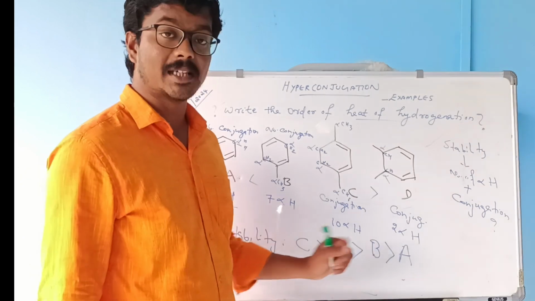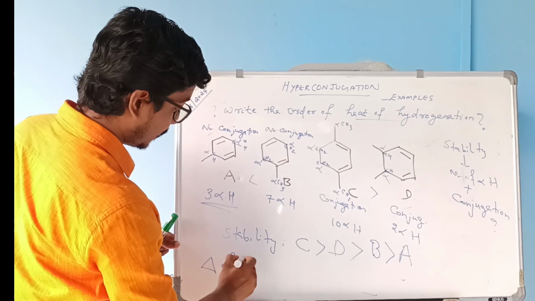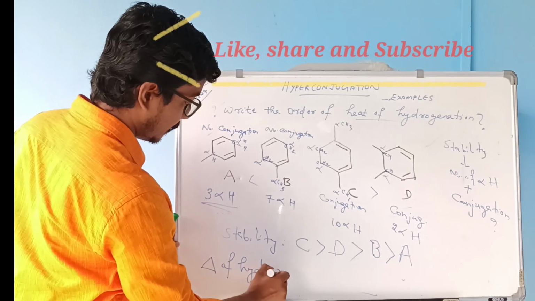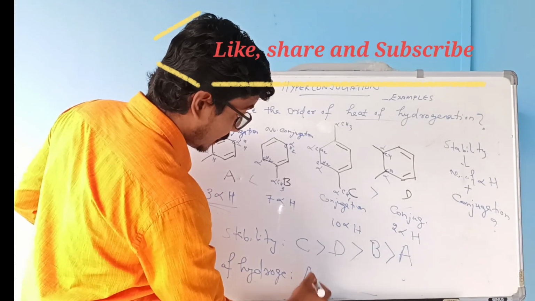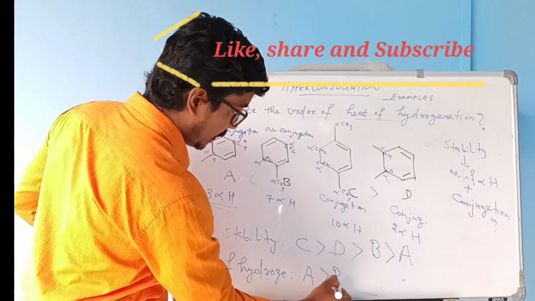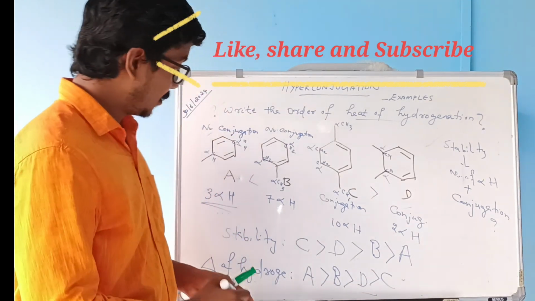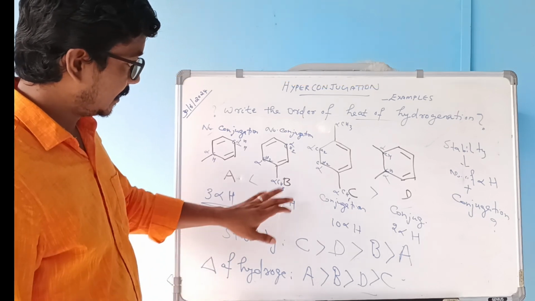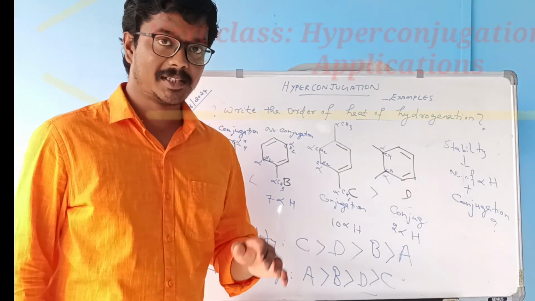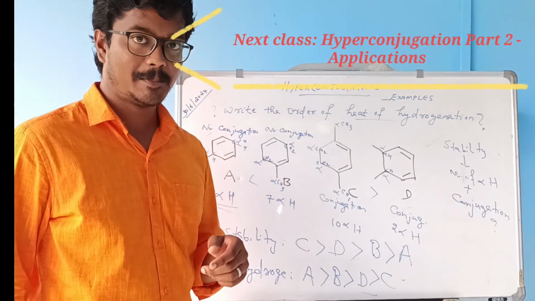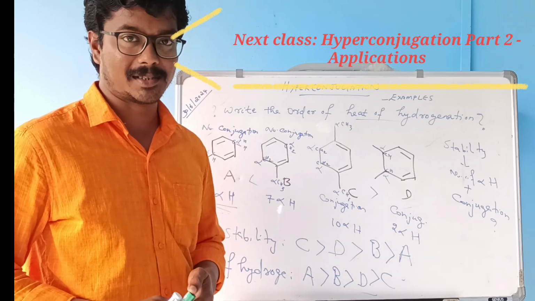If this is the order of stability, then what is the order of heat of hydrogenation? Heat of hydrogenation will become the reverse order. A greater than B greater than D greater than C, right? So this is the answer to the question. Heat of hydrogenation is always inversely proportional to the hyperconjugation. Means hyperconjugation always decreases the heat of hydrogenation. Thank you.